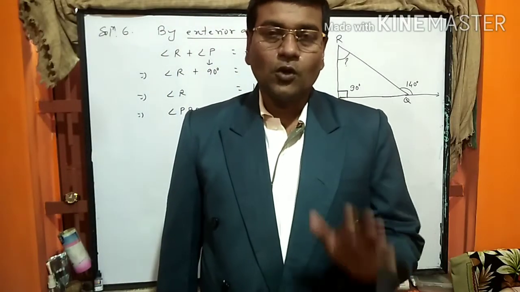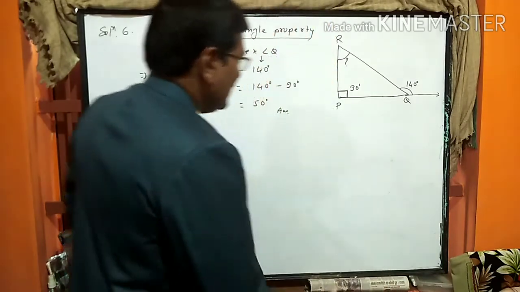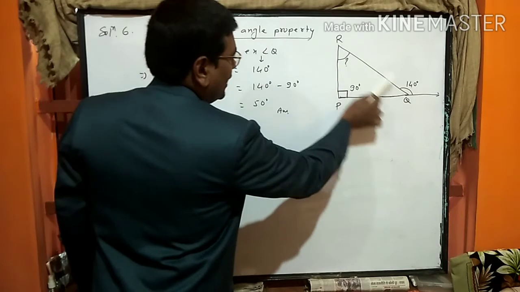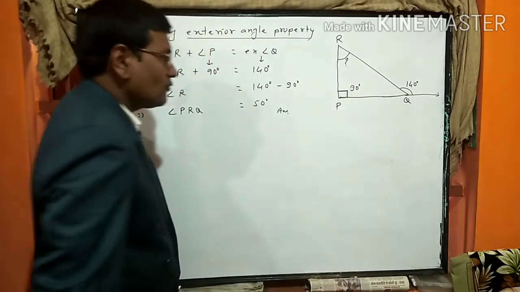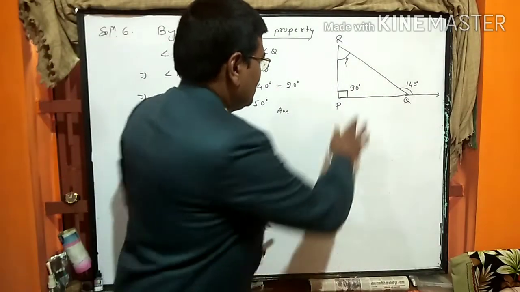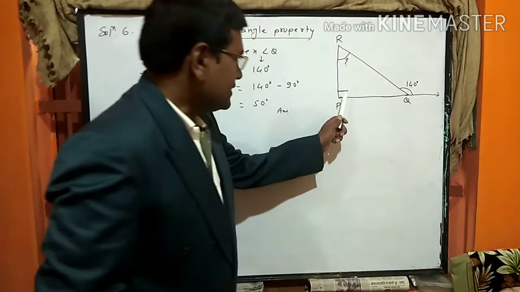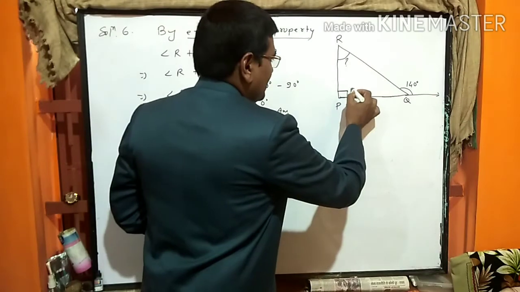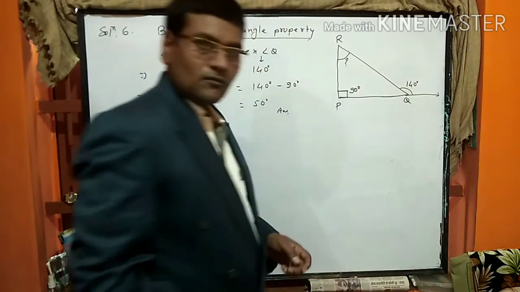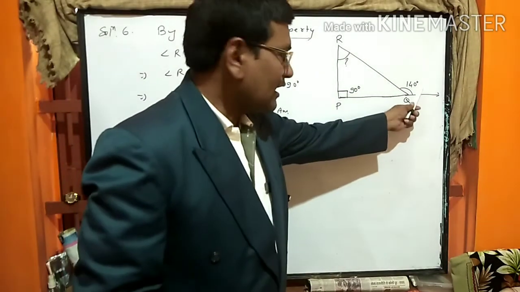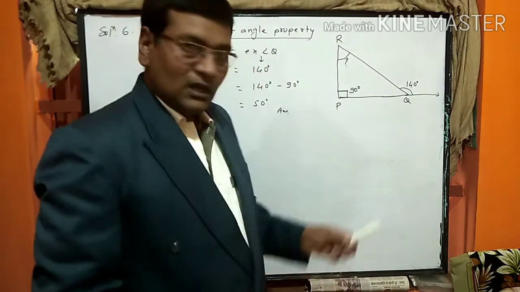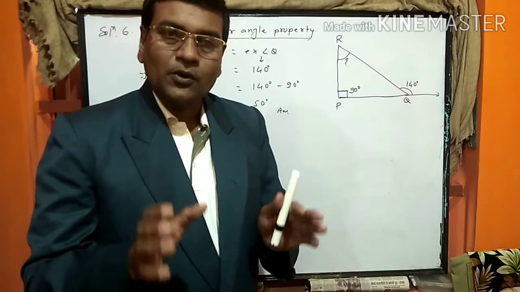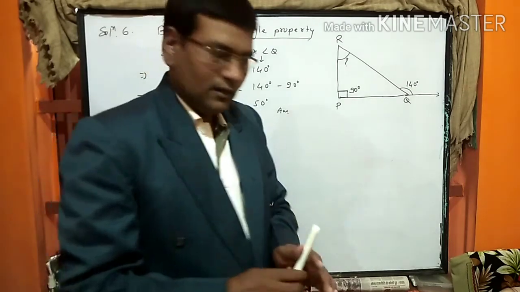Now last question, question number 6. In this question, you have to find angle PRQ, that means this angle. This is a symbol for 90 degree. So write here 90 degree. Now exterior angle is given 140. You know that exterior angle equals sum of two opposite interior angle.